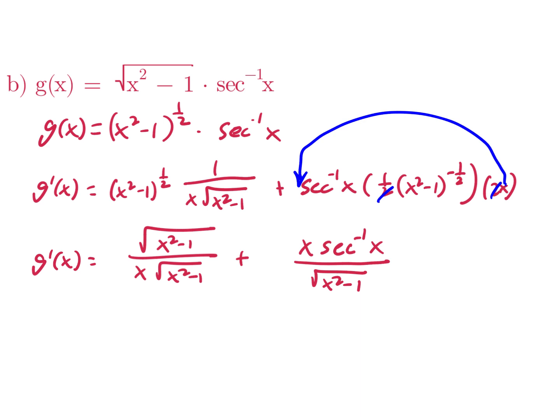What's one thing you notice we can do? Cancel the radicals on the left, absolutely. That is the same as that. It can go away. Okay. Which leaves me with 1 over x here. I'm not going to be able to do anything with this.